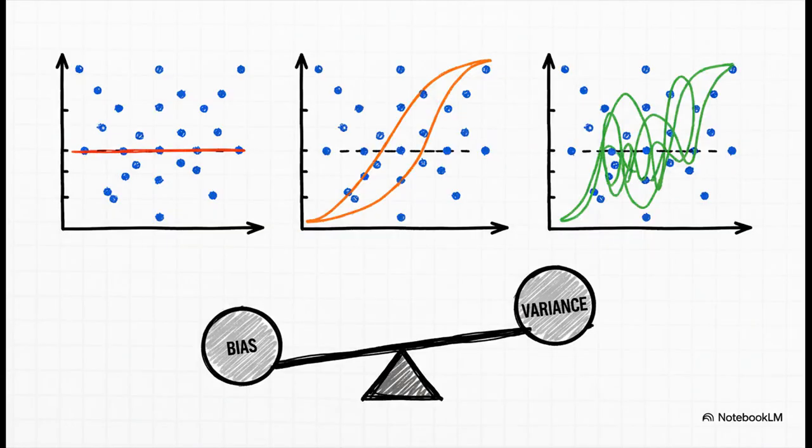So the whole goal here, the entire game, is finding that sweet spot right in the middle. We need a model that's flexible enough to actually capture the true pattern in our data, but not so flexible that it gets distracted by every little random blip.